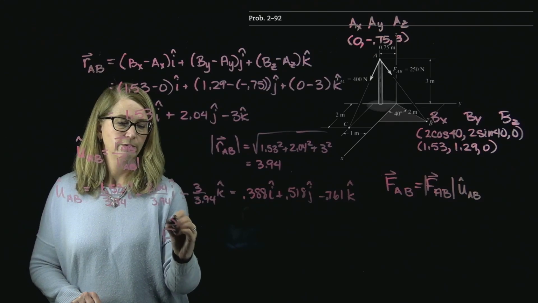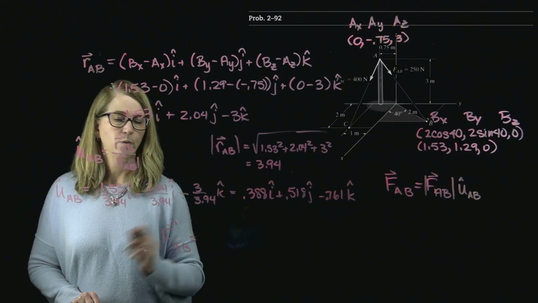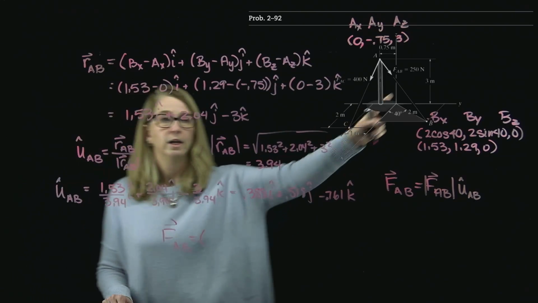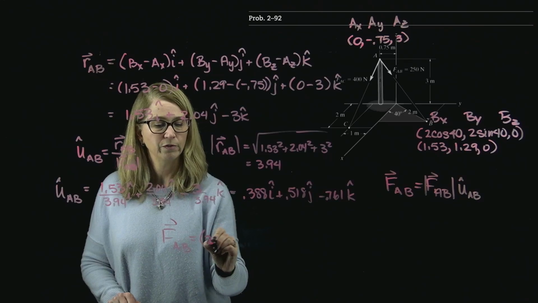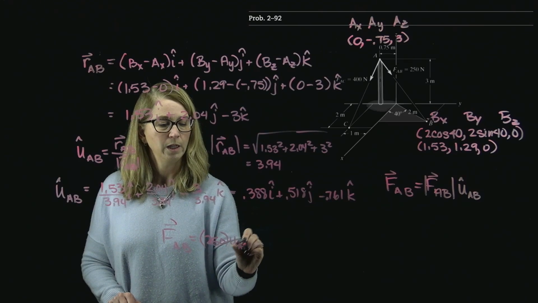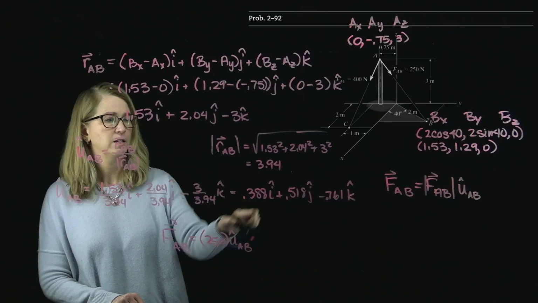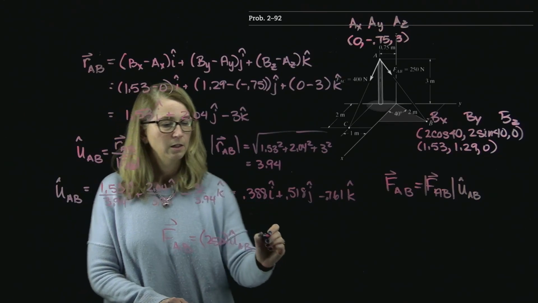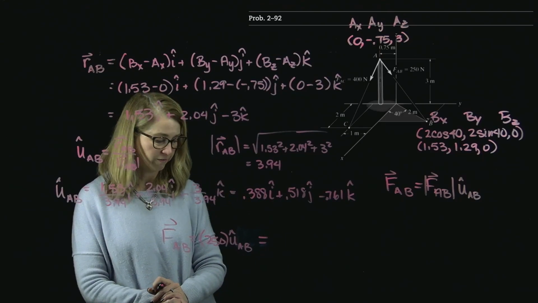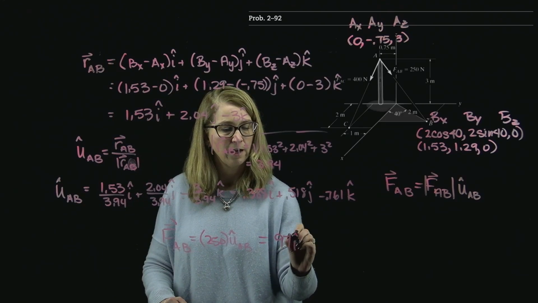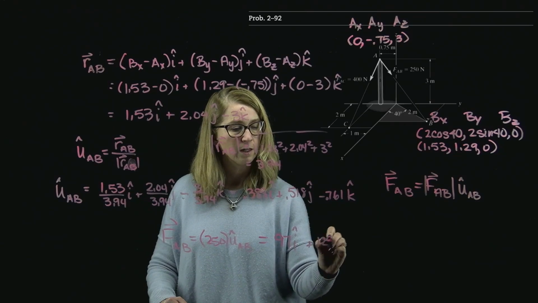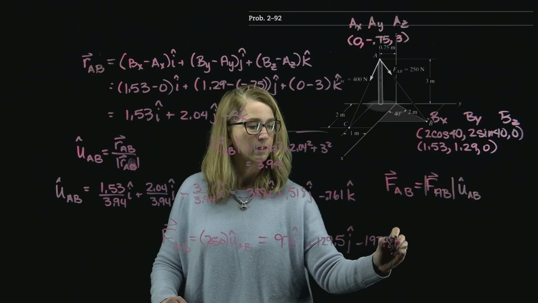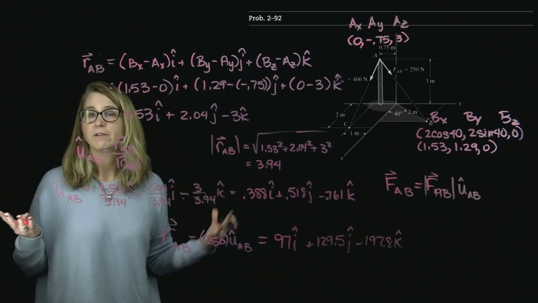Now, to find the vector that goes from A to B, I would multiply this unit vector times the magnitude. The magnitude of this vector, as it's shown on this picture, is 250 newtons times UAB, that unit vector. And so if I take this unit vector and multiply each term by 250, I will get the individual components of my vector. It's going to be 97i plus 129.5j minus 197.8k. And that's my force vector.